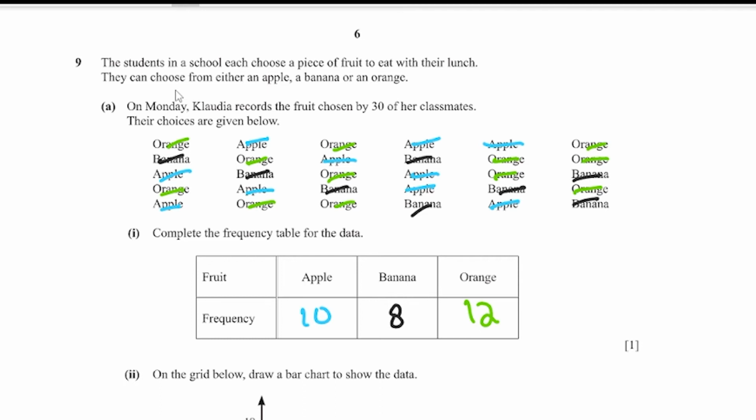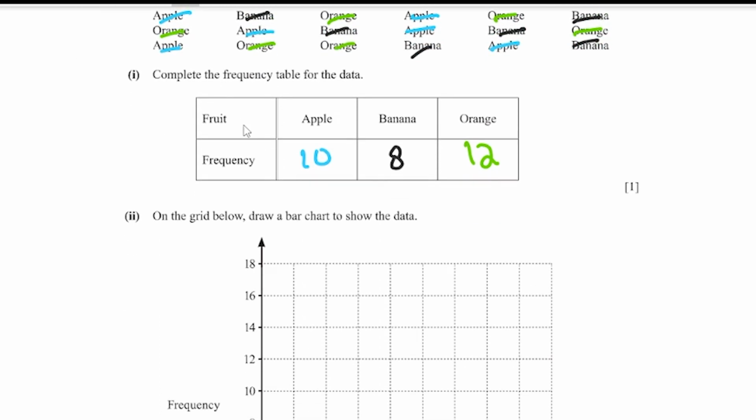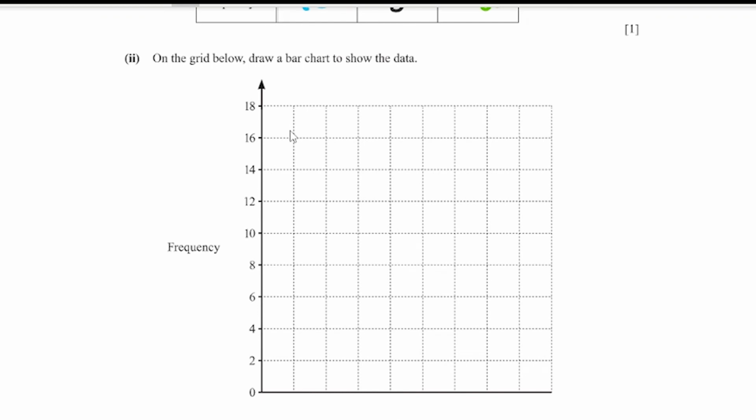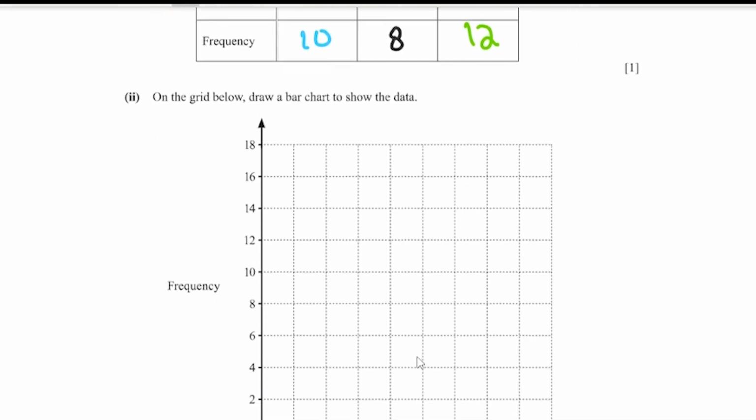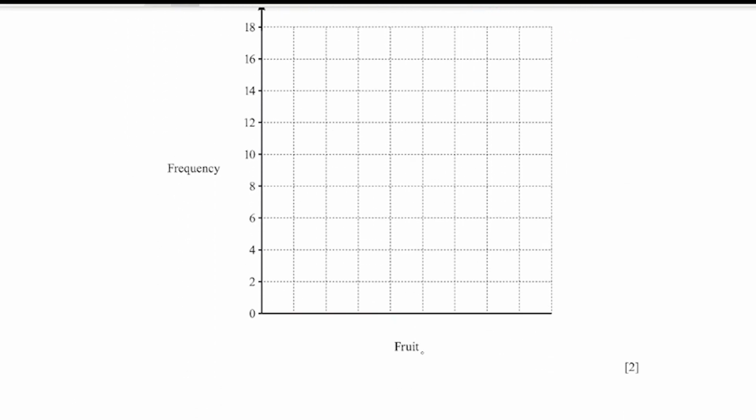On the grid below, draw a bar chart to show the data. Okay, now we need to draw a bar chart here. Now, so the first one is the apple. Okay, and let me draw the color for the apple. That is the blue one. Okay, so for apple, yes.